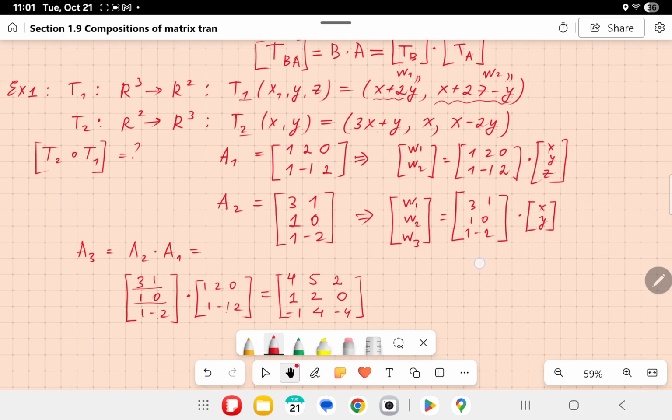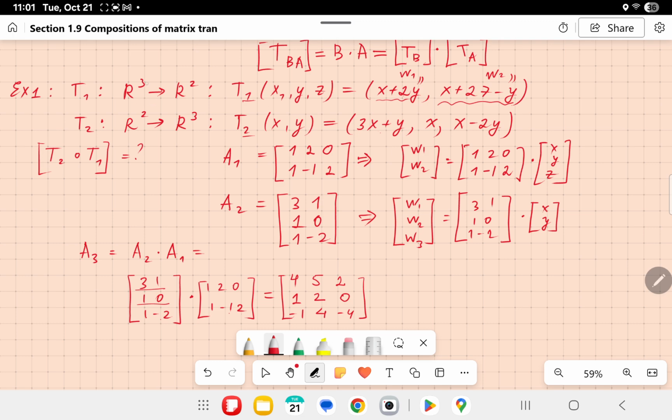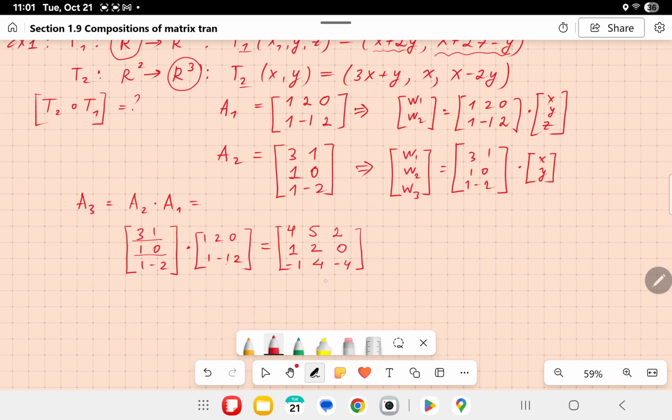Why? Let's look at our composition. So we start with this one and we finish with this one. So we go from 3 to 3. We're supposed to have a 3 by 3 matrix. So that's our composition matrix.